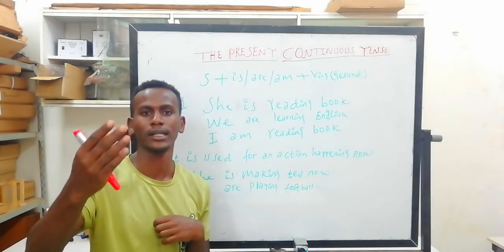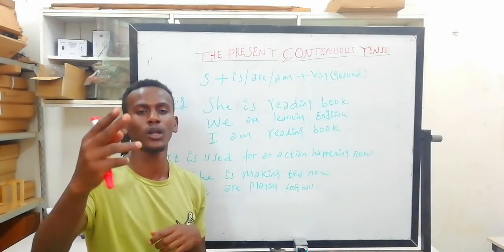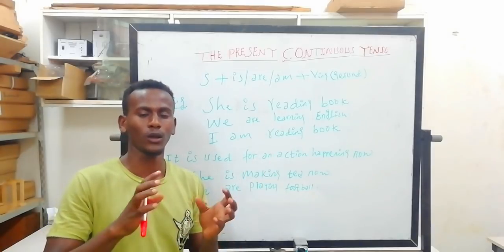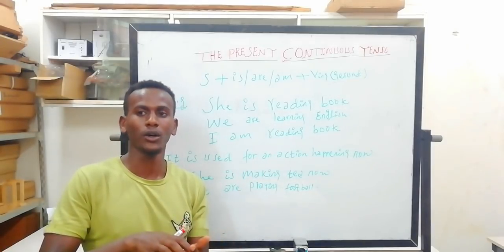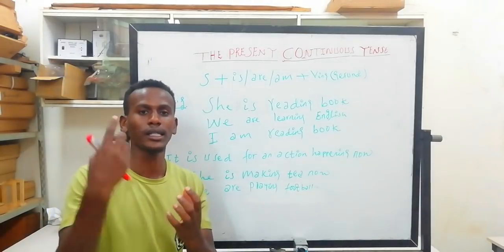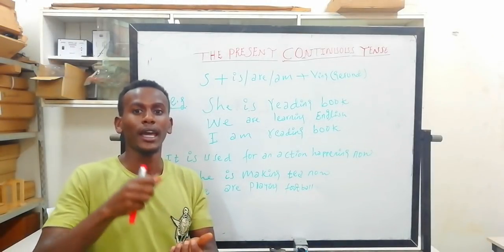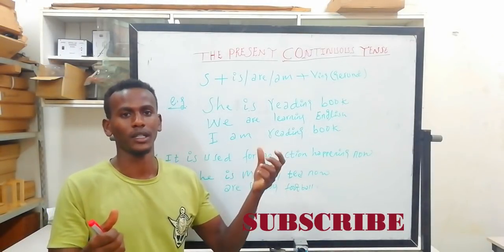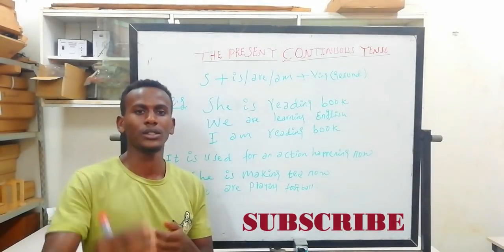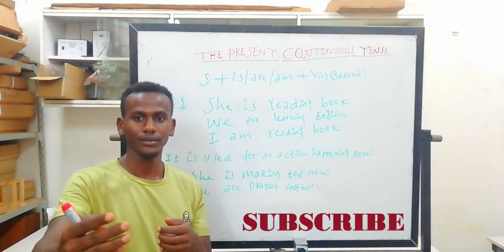Plural subject, so we use a plural verb: if it is we, we use are. In general, if our subject is plural we use are, if our subject is singular we use is, and if our subject is I we use am. She is reading a book. I am reading a book. They are reading a book.